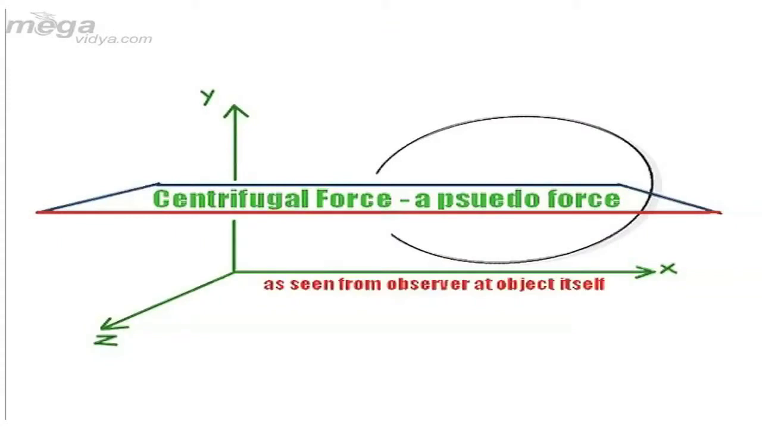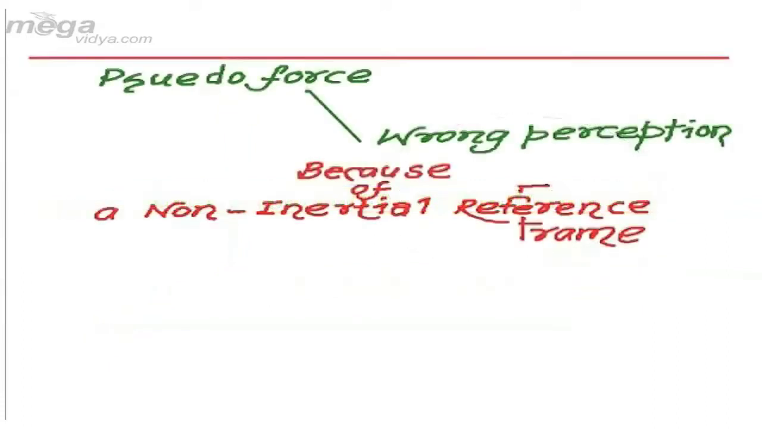Now we are talking about centrifugal force, which is a pseudo force, and it arises when a body circulating in a circular path is observed from a reference frame situated on the object itself. We must know pseudo force is basically a wrong perception which arises because of a non inertial reference frame.